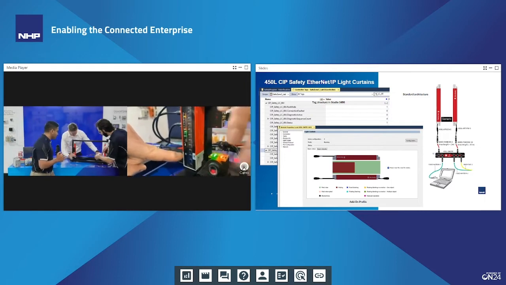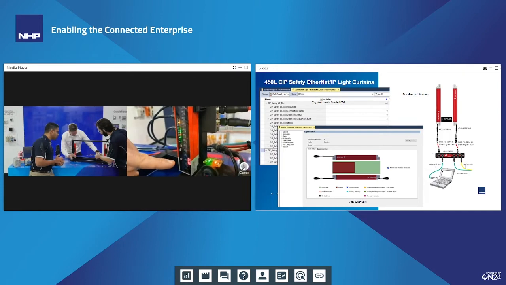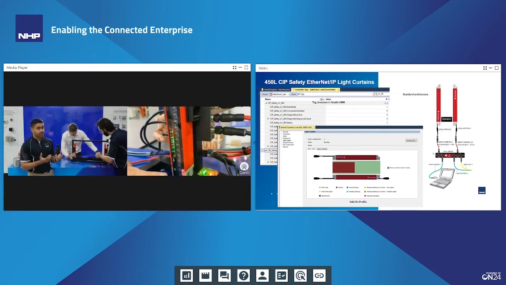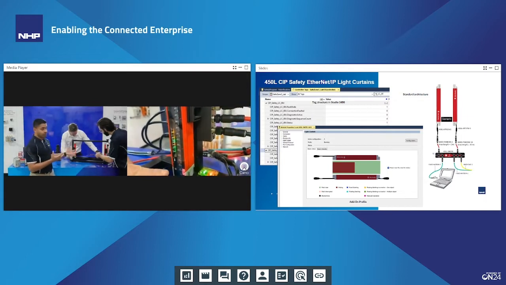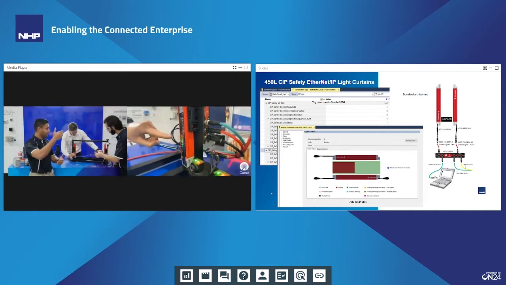So Jack, can I please get you to start aligning the light curtains? Yep, so there you go. All right. Align them there. Now what we can see is the less than or greater than signs. They are both illuminated in green. This implies that the top half and the bottom half of your light curtains are now aligned.